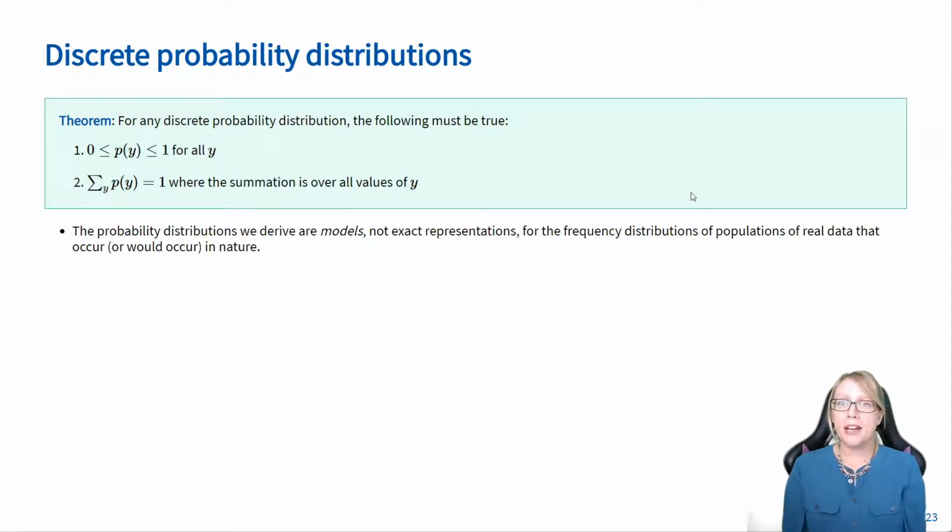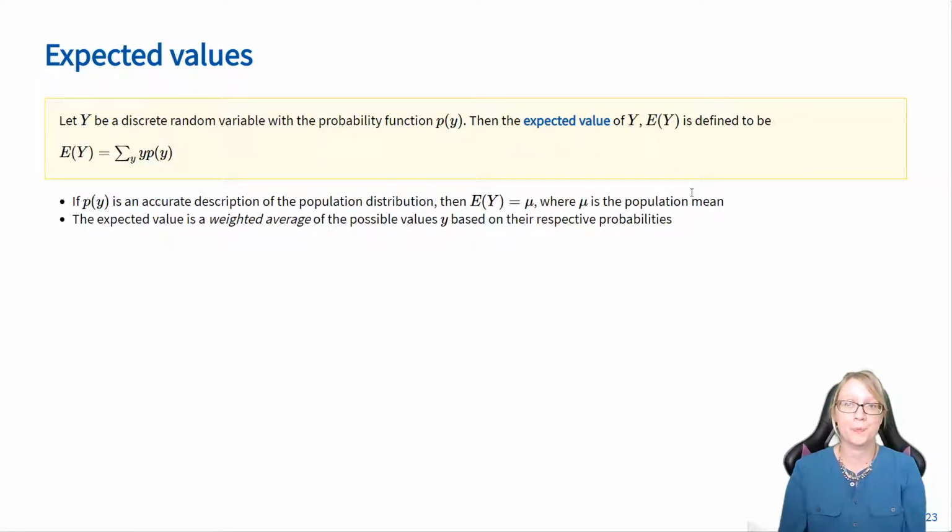Now, keep in mind as we go throughout that these probability distributions that we derive are models for the frequency distributions of the population. So they're not exact representations, but a lot of the distributions that we'll see in subsequent videos are really good approximations of what might happen in practice should certain conditions be satisfied.